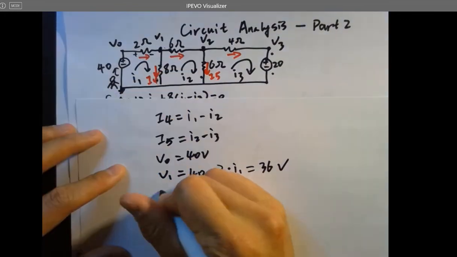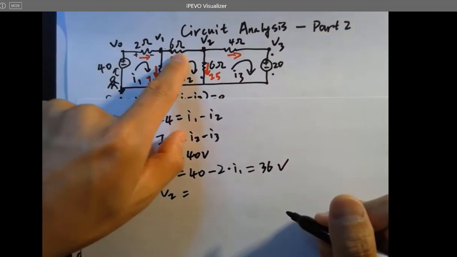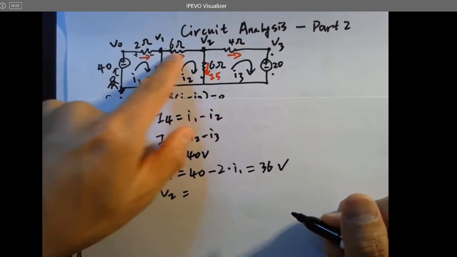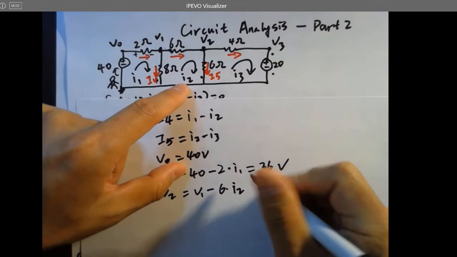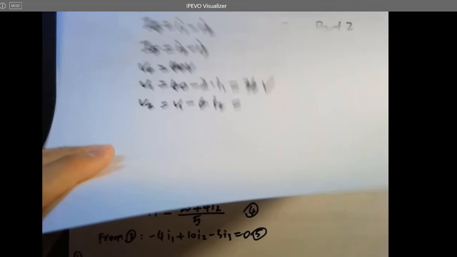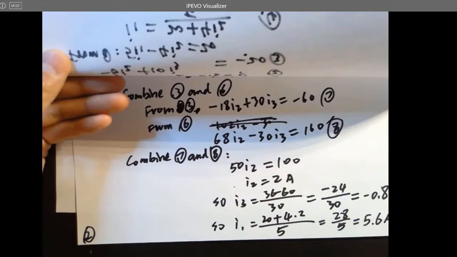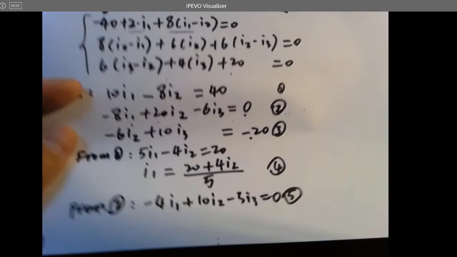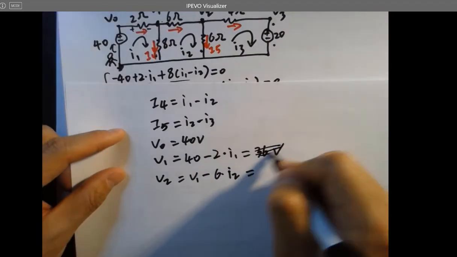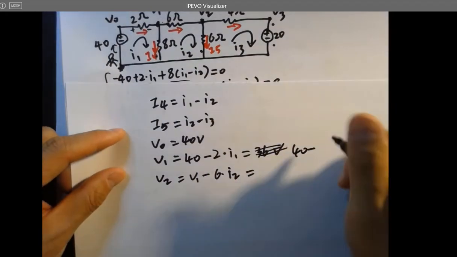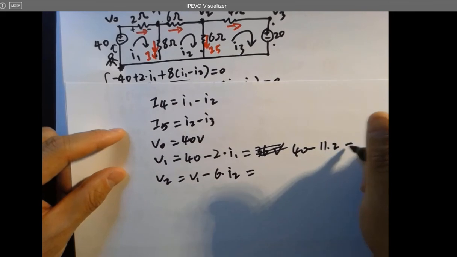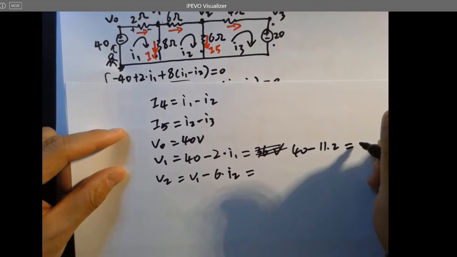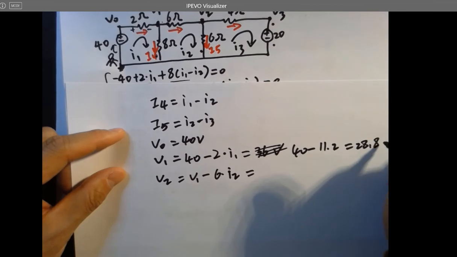And what about V2? V2 is V1 minus the voltage drop over here. So it's going to be V1 minus 6 times I2, which is, what is I2? I2 is, no, I2 is 2 amps, sorry. So I1 is actually 5.6 amps. This is not right. 5.6, so it's 40 minus 5.6 times 2, so 11.2, right? So it is 28.8 volts.